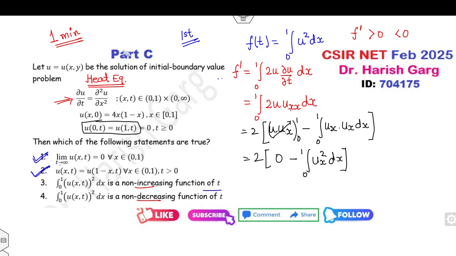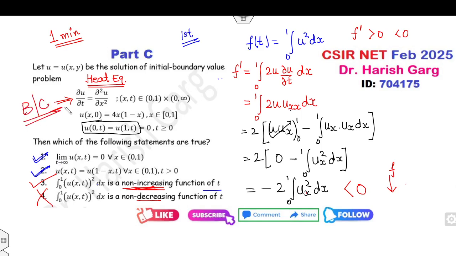Is it okay? Now you can see the answer is minus 2 times the integral from 0 to 1 of u_x square dx. Now u_x square is always a positive number, so that means this is always less than 0. That means your f is a decreasing function. Decreasing means non-increasing is the right option. Fourth option is cancelled. So the right options of this problem are B and C.